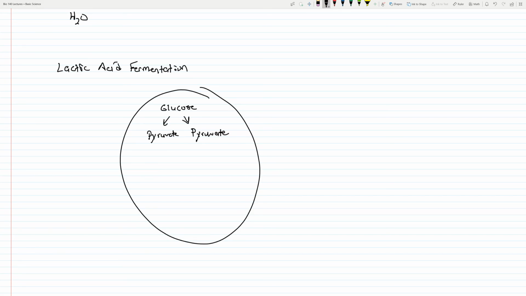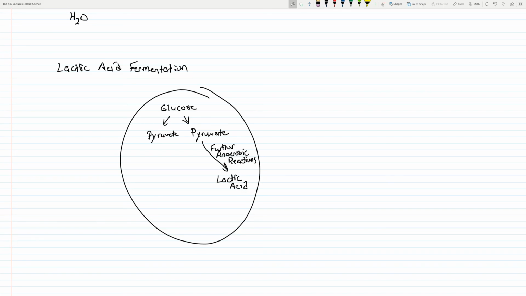Now, if we don't have enough oxygen, or we're just burning too much sugar for the mitochondria to keep up, what's going to happen is this is going to go through some further anaerobic reactions. And what it's going to do is make lactic acid. Eventually it will be turned into lactic acid.